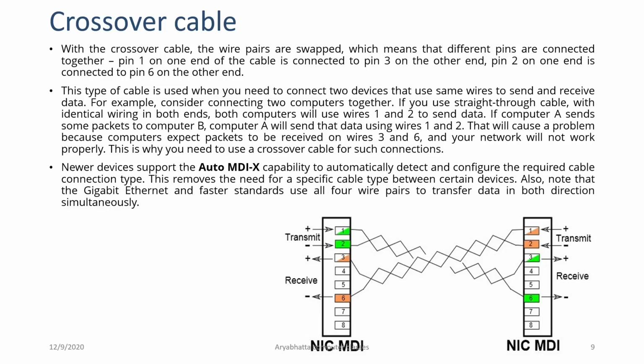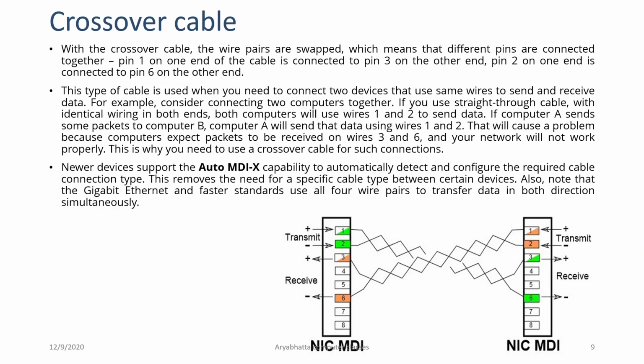This type of cable is used when you need to connect two devices that use the same wire to send and receive data. For example, consider connecting two computers together. If you use a straight through cable with identical wiring at both ends, both computers will use wire 1 and 2 to send data. If computer A sends some packets to computer B, computer A will send that data using wire 1 and 2. That will cause a problem because computers expect packets to be received on wire 3 and 6, and your network will not work properly.